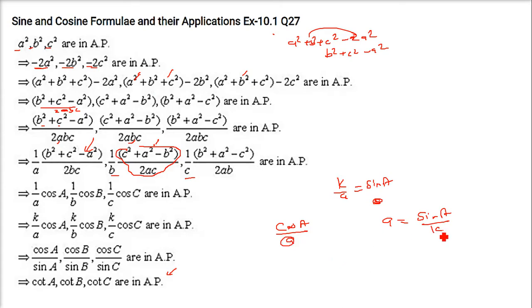In place of A, we are writing sin A by K. So this is cos A by sin A by K. So this becomes cos A, K goes up, it is sin A. So you get K cos A by sin A. Similarly here, K cos B by sin B and K cos C by sin C. K gets cancelled, you can just divide all of these by K. So you get cos A by sin A, cos B by sin B, and cos C by sin C. So this is cot A, cot B, and cot C. So these are also in AP.